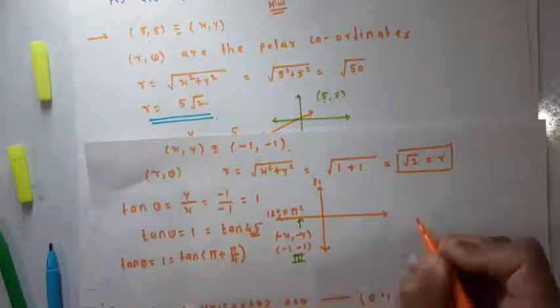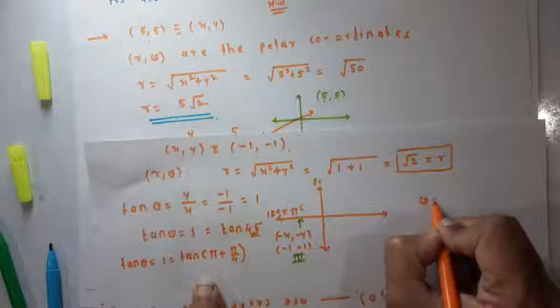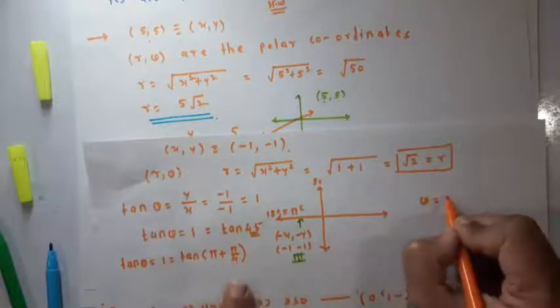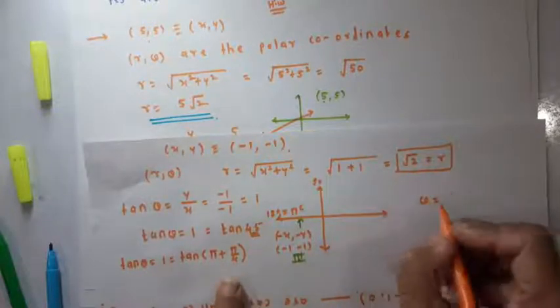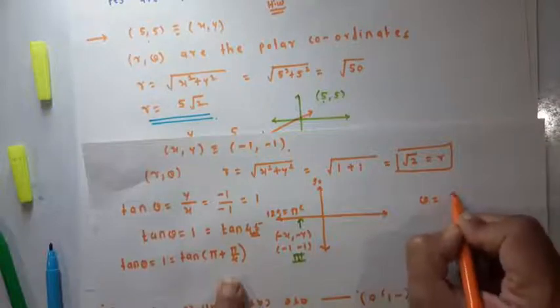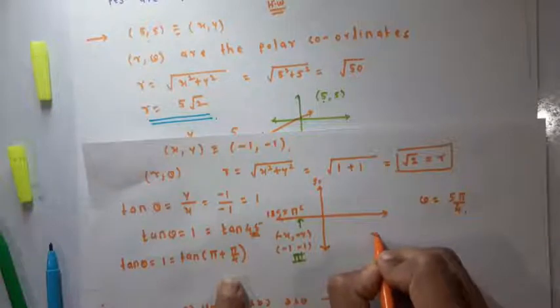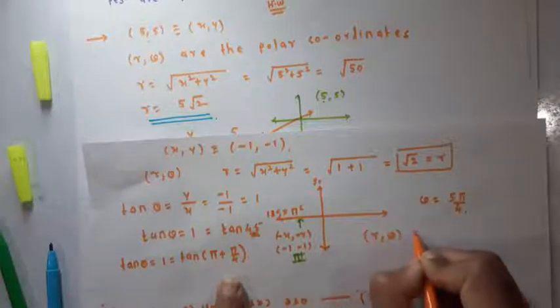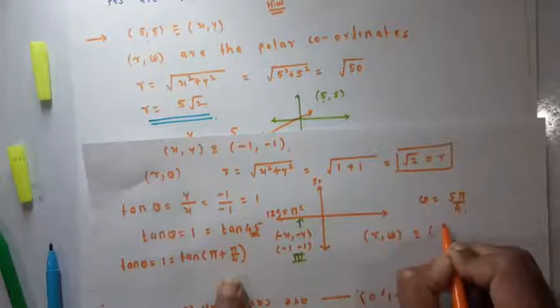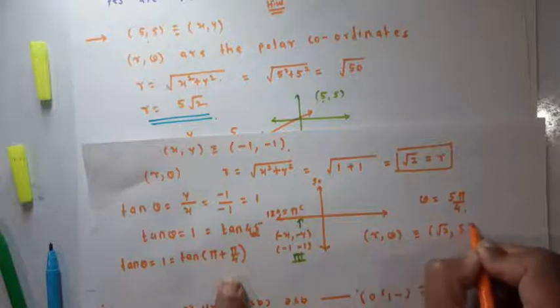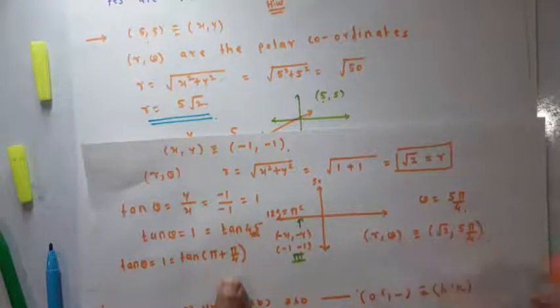And here the value of theta is pi plus pi by 4, that is theta equal to 5 pi by 4. In this way, the polar coordinates are root 2 and 5 pi by 4. Okay, in this way.